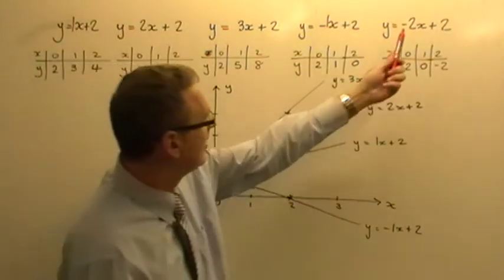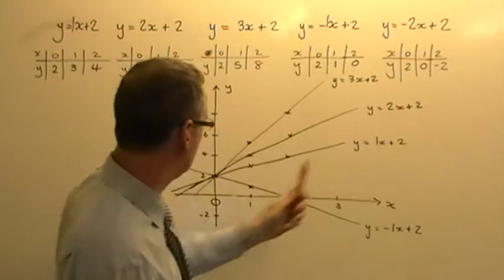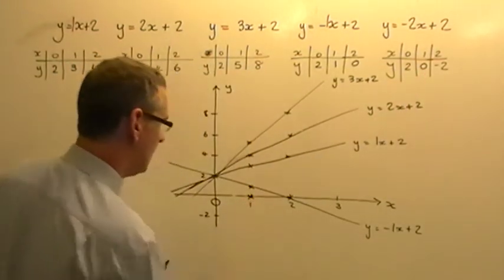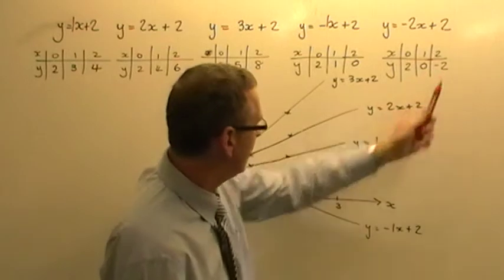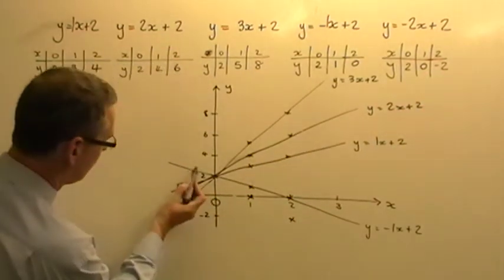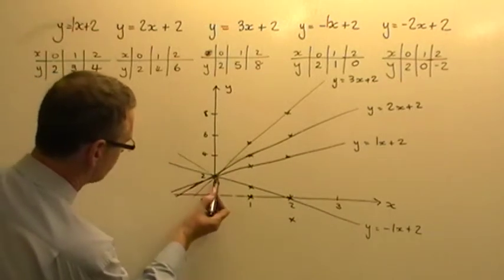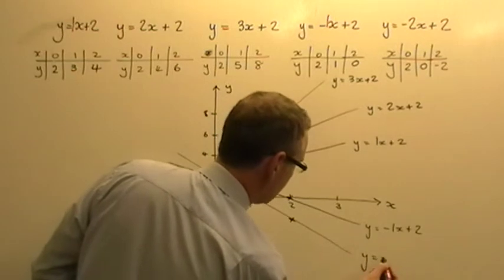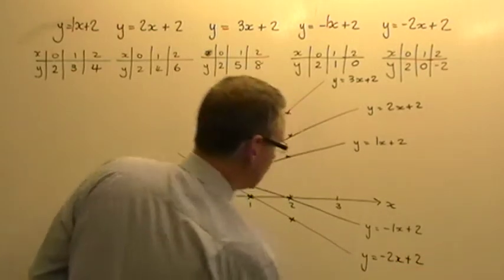And then finally, minus 2x plus 2. 0, 2, that's that point again. 1, 0 is on the x-axis there. 2, minus 2 is 2 across and down to minus 2. So you'll end up with a straight line with a ruler that looks something like that. And that's y equals minus 2x plus 2.